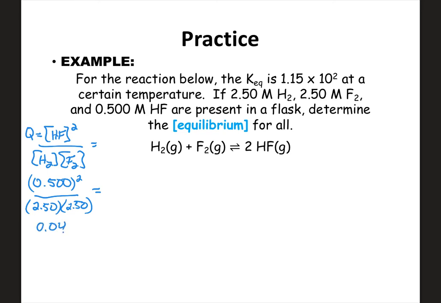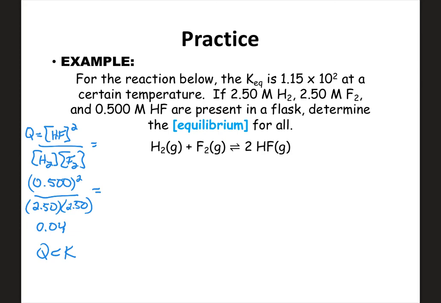So when I compare Q to K here, K is 1.15 times 10 to the second, which is the same thing as 115. So obviously Q is going to be less than K. And remember, you can't just guess. You have to go through, solve for Q, and show the comparison.